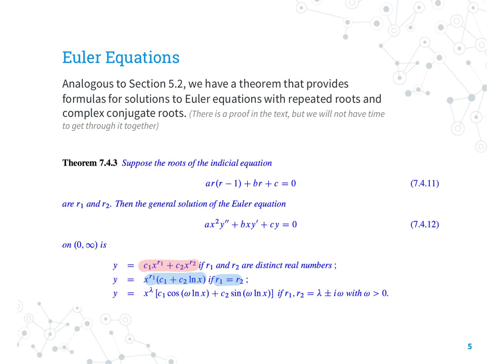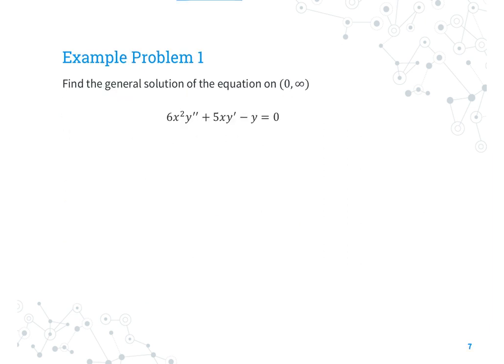And likewise, if we have complex solutions, and in this case we have them as lambda plus or minus i omega, then we have solutions of the form x to the lambda times the quantity C1 cosine of omega natural log x plus C2 sine of omega natural log x. We're going to go through problems of each type together. So let's look at an example.